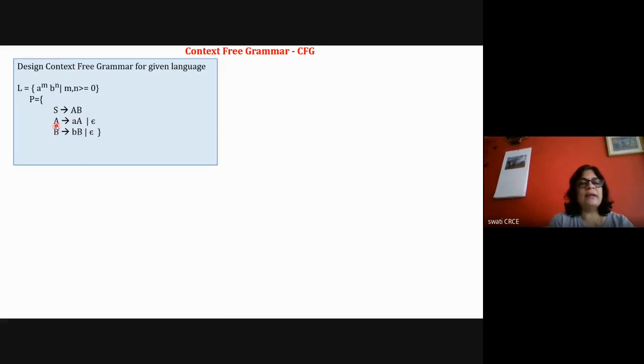So I'll say that A is equal to small a, capital A. Left recursion is not there, right recursion is there. So I've taken care of that, and it can be zero also. So the number of a's can be zero. If the number of a's is zero, then I'm using epsilon. That A can be epsilon. So if it is equal to zero, then epsilon is used.